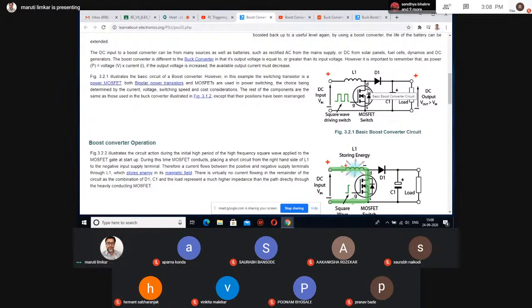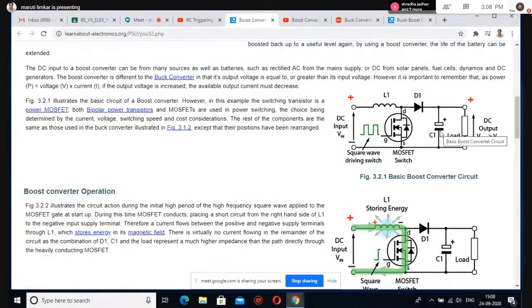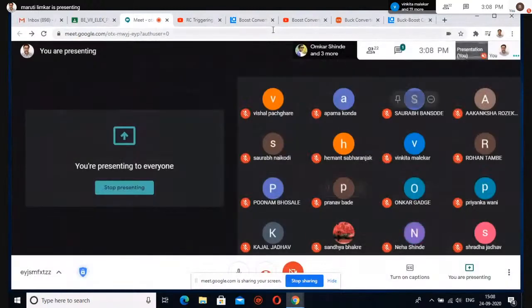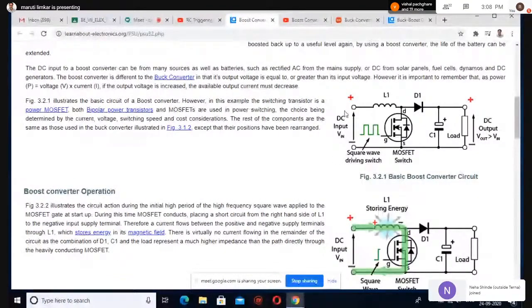MOSFET as a switch. This is a diode D1. This is capacitor C1, and this is the load. So the input is a constant DC supply.